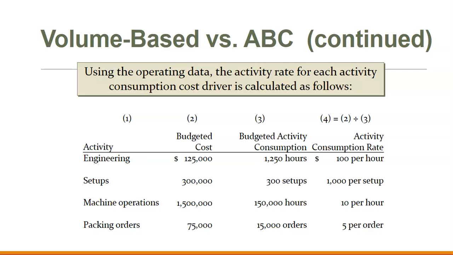Next, we need to create an activity rate for each activity. So for engineering, we've taken our $2 million in total overhead and broken it down across these 4 activities. For engineering, we have a budgeted cost of $125,000 divided by our 1,250 engineering hours, giving us an activity rate of $100 per engineering hour. We go through that process with all of our activities.